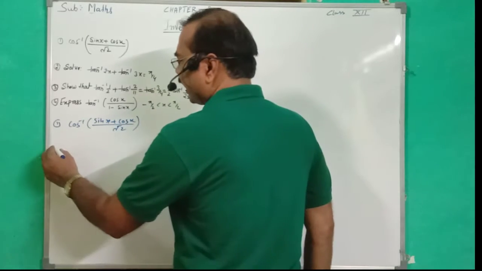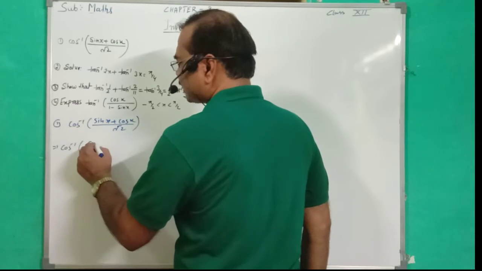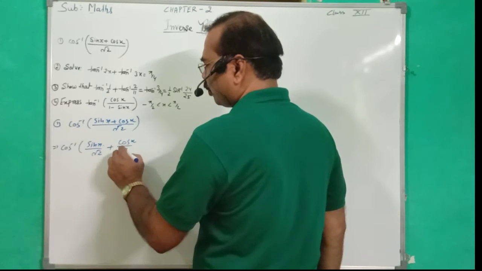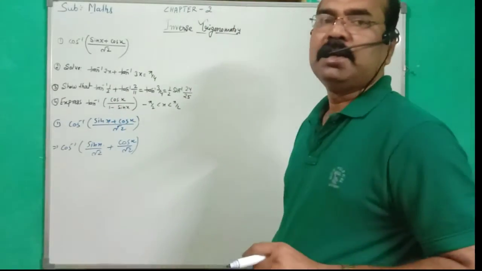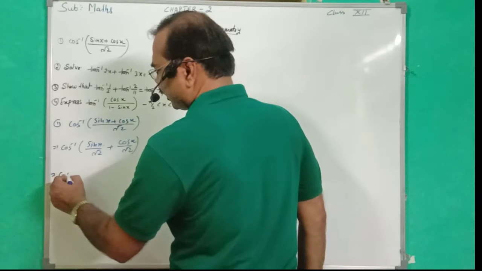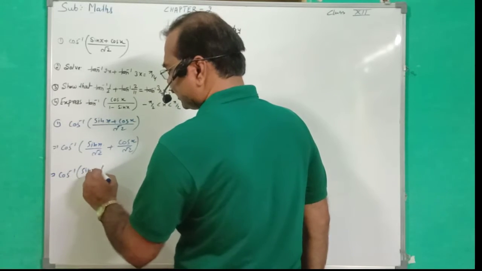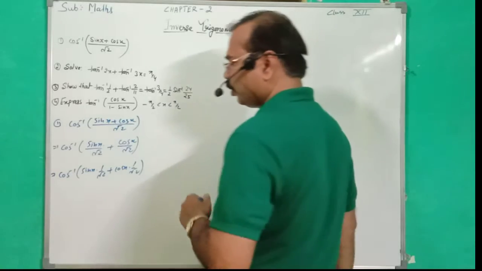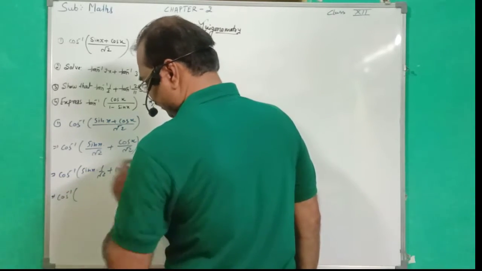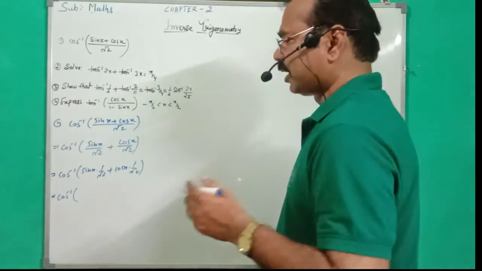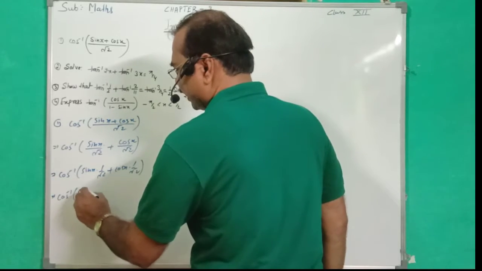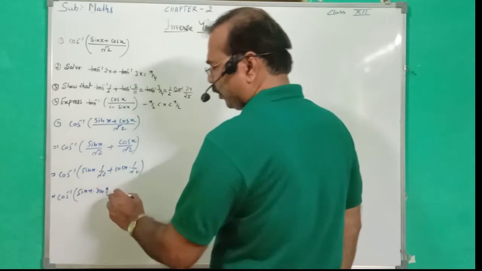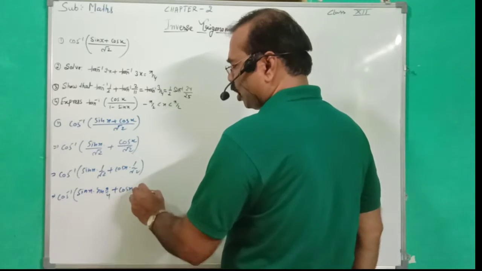Now we can write cos inverse, and we can write sin x by root 2, that is 1 upon root 2, and cos x upon root 2. That is a simple way to separate both terms. Then cos inverse of sin x into 1 upon root 2 plus cos x into 1 upon root 2. Now 1 upon root 2 is the value in terms of cos, so that is sin x into sin pi by 4, and again cos x into cos pi by 4.